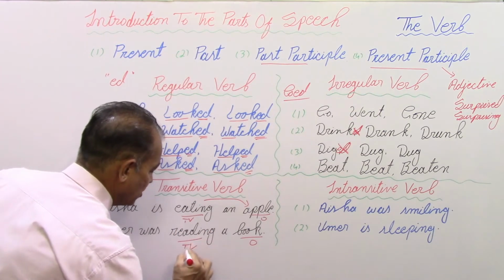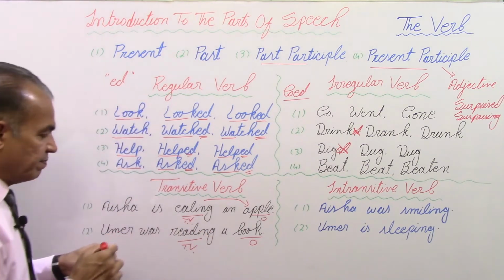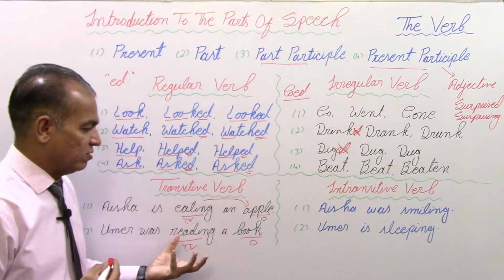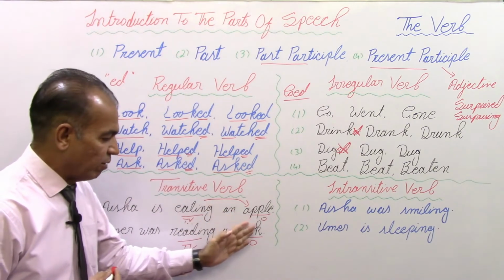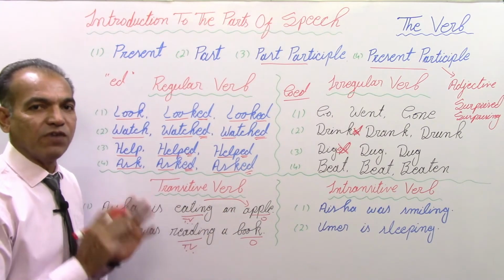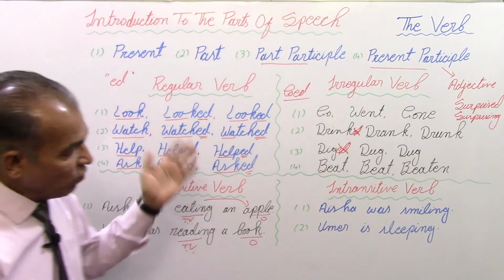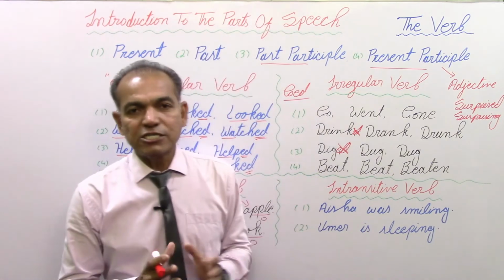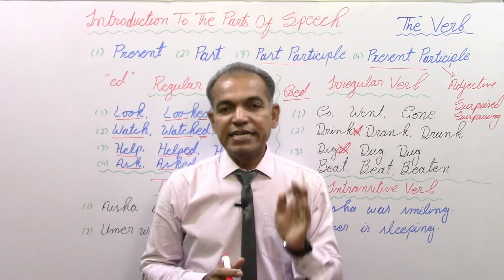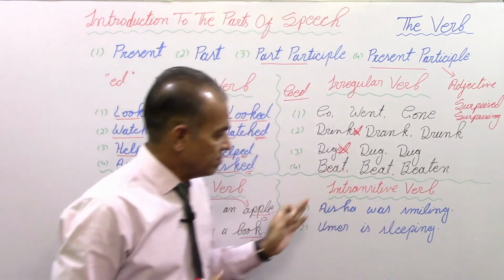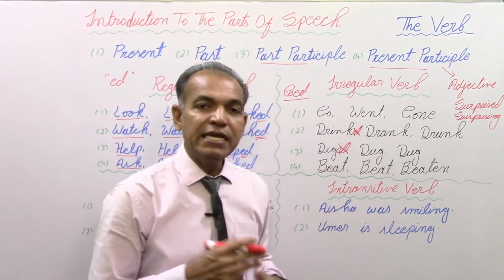This is a transitive verb. A transitive verb is a verb that needs an object. Actually, if you don't have that object, you cannot perform that action. Now, what is an intransitive verb? An intransitive verb is a verb that shows an action which does not need any object.